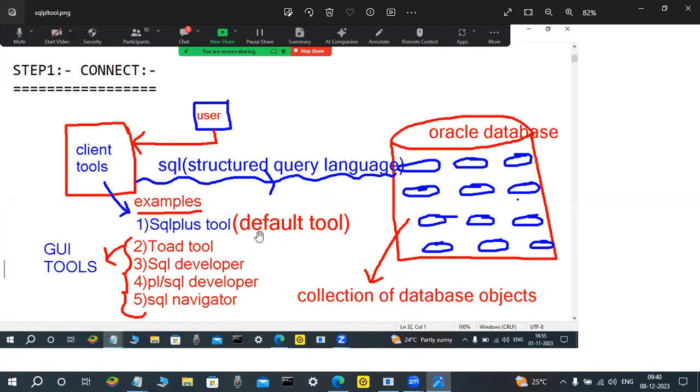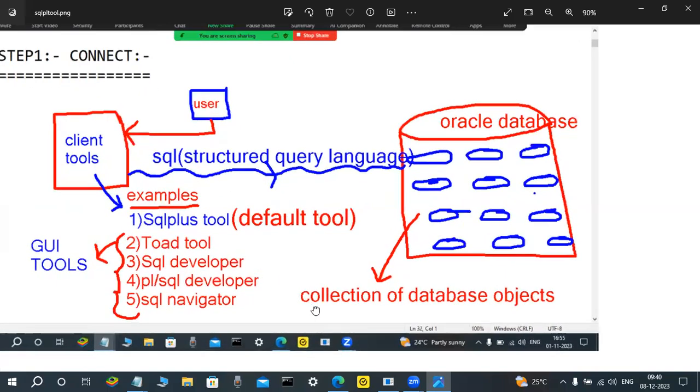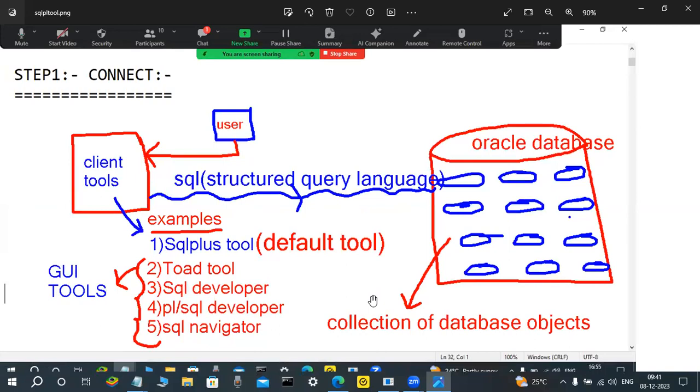This tool is not required to install. The SQL Plus tool is not required to install. Installing the Oracle software is enough. How we install the Oracle software, I will also tell you, don't worry. Up to that, just for some idea, draw this diagram. Because in the first class, this diagram knowledge is required. Otherwise it is confusing. Once we install this, you will understand.